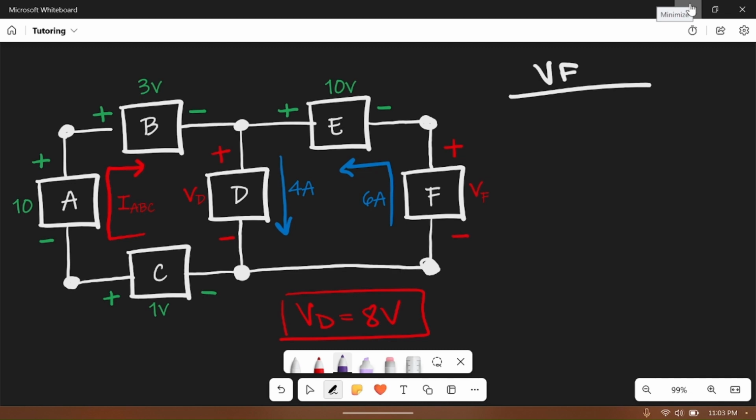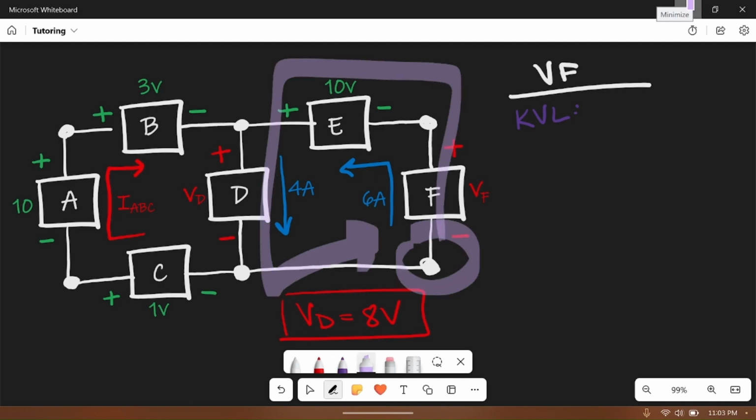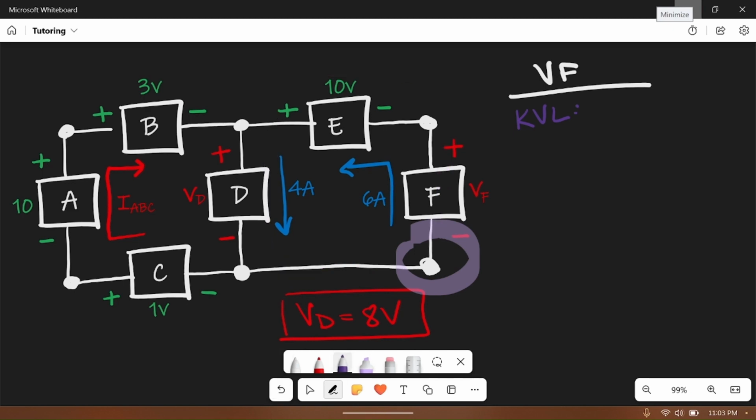Next up is VF. It's a voltage, so use the voltage law. Can't go wrong with that, I guess. Follow the same procedure from before to get VF. See how you pass through D? Didn't we just figure out that D was 8? I'm not lazy, I'm just efficient.